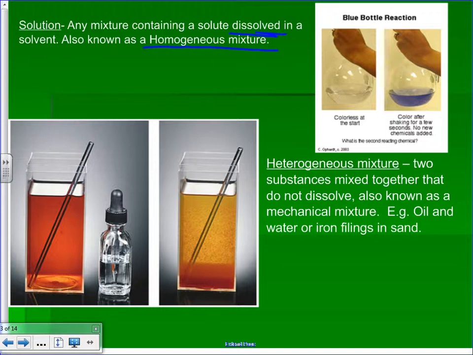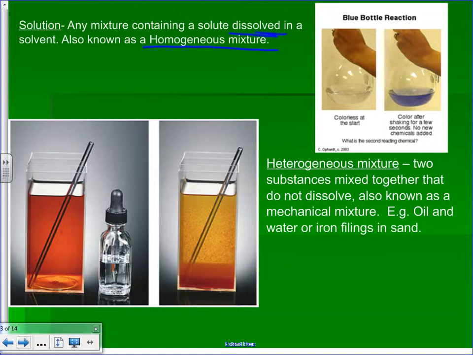Something's not dissolved. Maybe many things are not dissolved. You can actually set up things where you get several layers of things based on their density that don't dissolve in each other, and they separate, and you get a heterogeneous mixture. It doesn't have to even be in fluids.